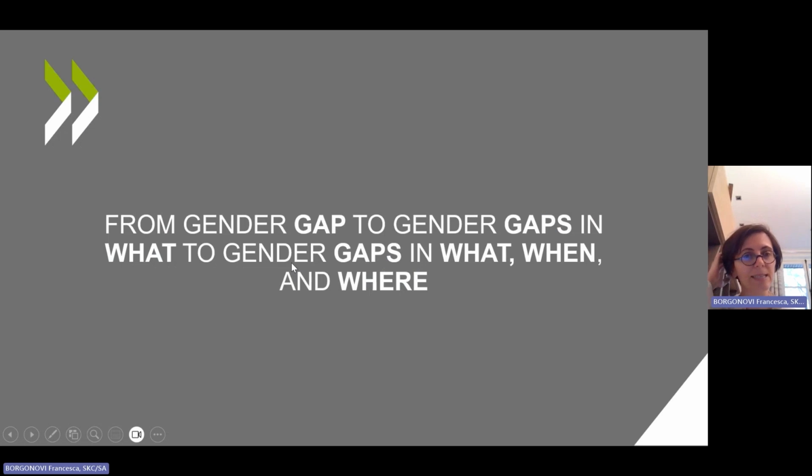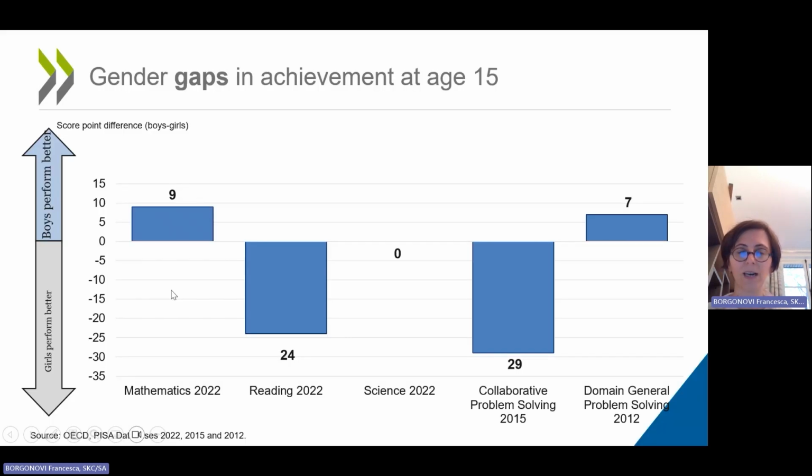Now, in terms of some of the analysis, I wanted to show you some results of work that I've done, moving away from gender gaps singular to gender gaps plural, and how these vary depending on what, when, and where gender gaps are assessed. So in terms of what, even if we do not look at different assessments and we focus just on PISA, things look quite different depending on the assessment domain that is considered.